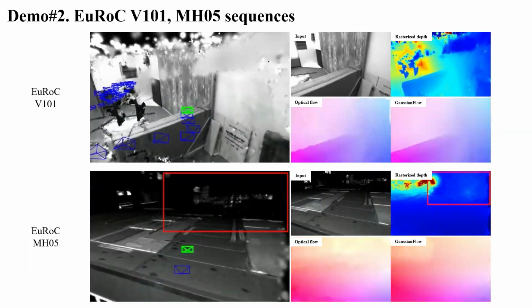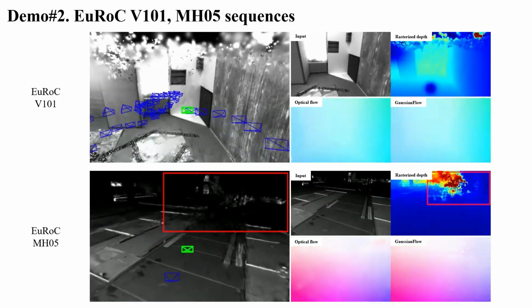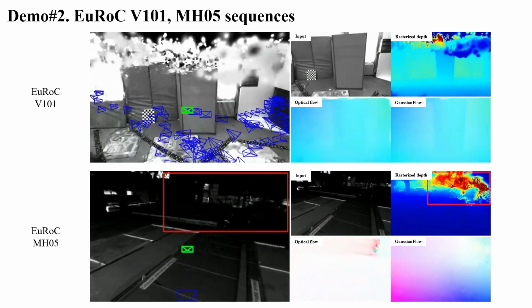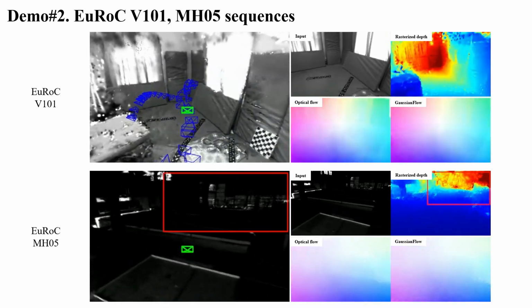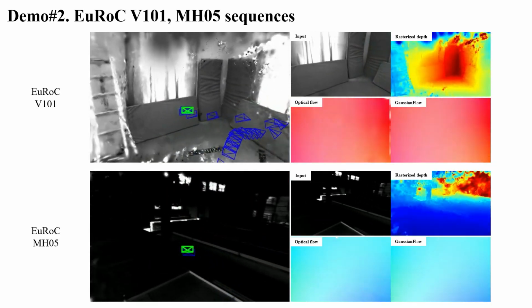As shown now in the MH05 sequence, our method continuously corrects geometry using Gaussian flow, successfully forming valid geometry even in a challenging scene.